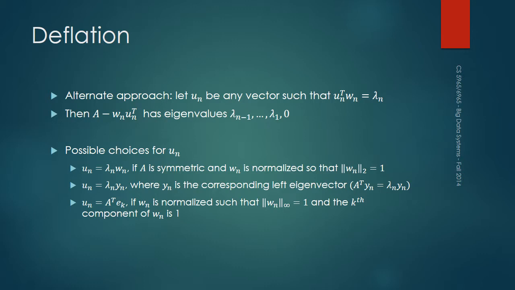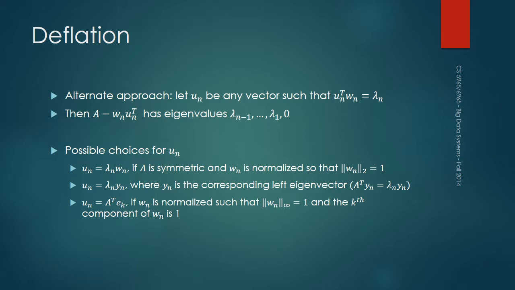There are some very simple choices for un in this case. You can choose un equal to lambda n wn if A is symmetric and wn is normalized. If you did this, then that condition would be satisfied, and we would subtract wn transpose lambda n from A. You can think of it as the self-projection subtracted from A. And that's how you extract the influence of that particular dimension or basis function.